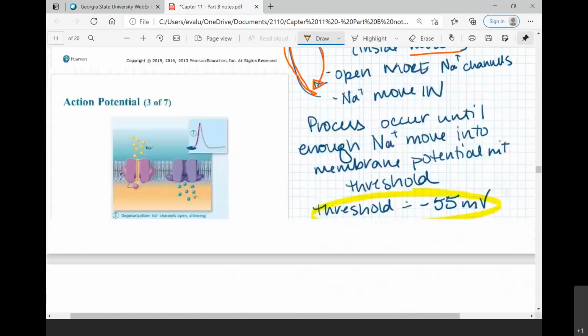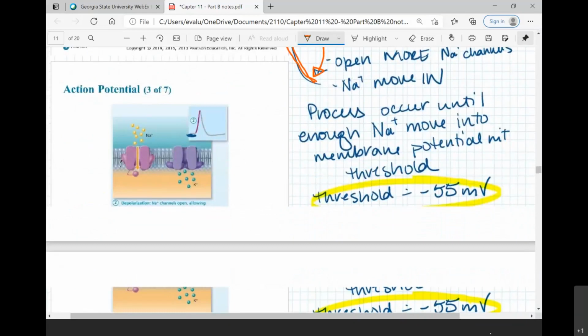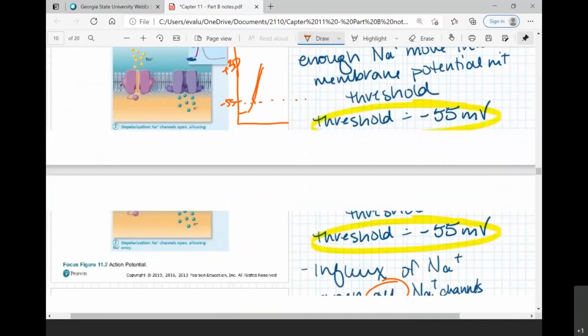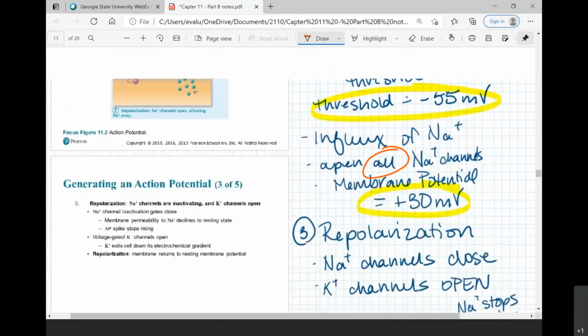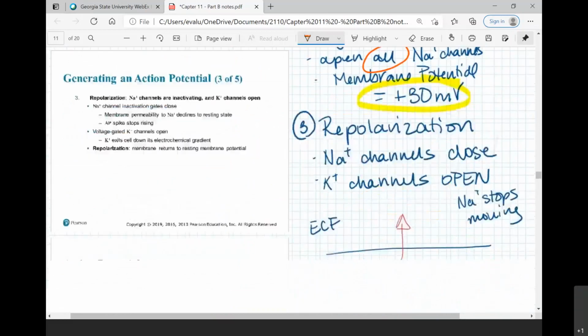So when we look at that on the graph, here is my action potential graph. I've had this part. Now we're doing this part. We're going up. We have hit the part that is negative 55, that threshold. Once you hit that threshold, you skyrocket and you are going up the graph all the way to positive 30. That is depolarization. Depolarization is sodium.